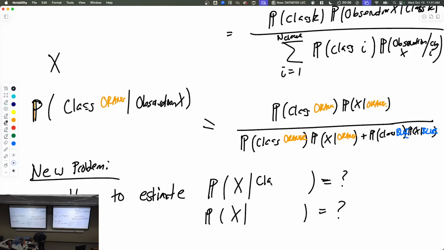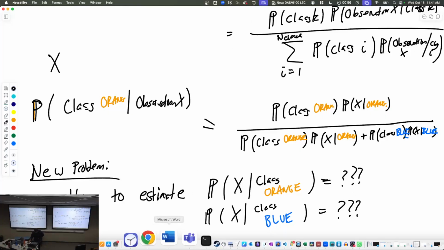So the probability that the class is orange, or the probability that it's x given the class is blue. And the issue is, what do we do to do this? Question marks all over the board. And to make it concrete, let me show you an example of some blue and orange points.